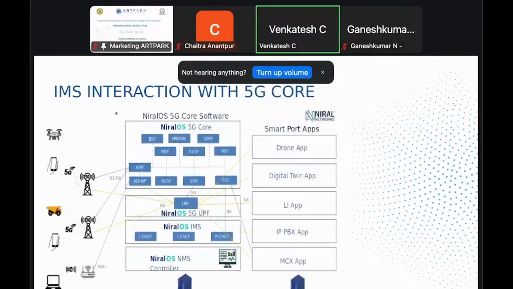Now if you look at this diagram, you will see that the Niral 5G core includes several network functions like AMF, which manages the user registration and mobility, SMF for session management, and PCF for policy control, and some other network functions are here. Now, when it comes to IMS, we have three components: the proxy CSCF, interrogating CSCF, and serving CSCF.